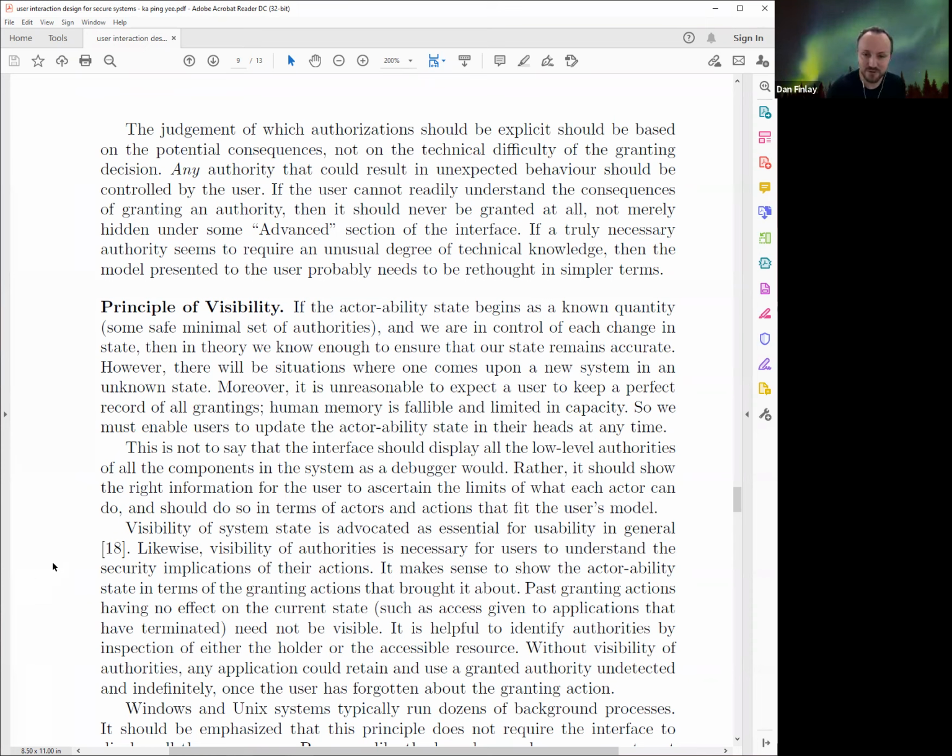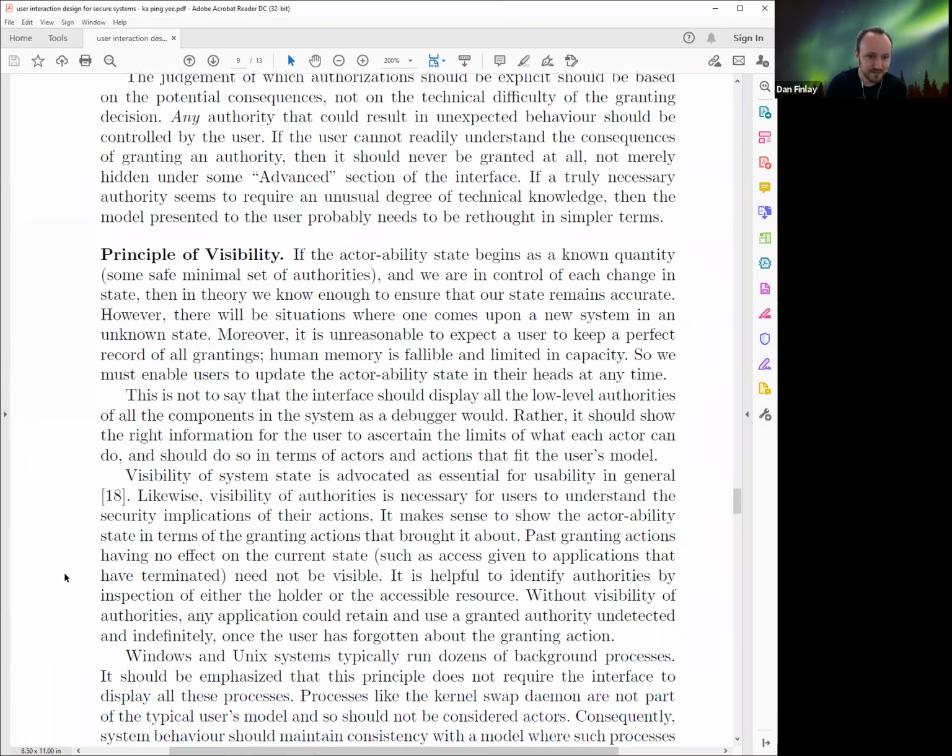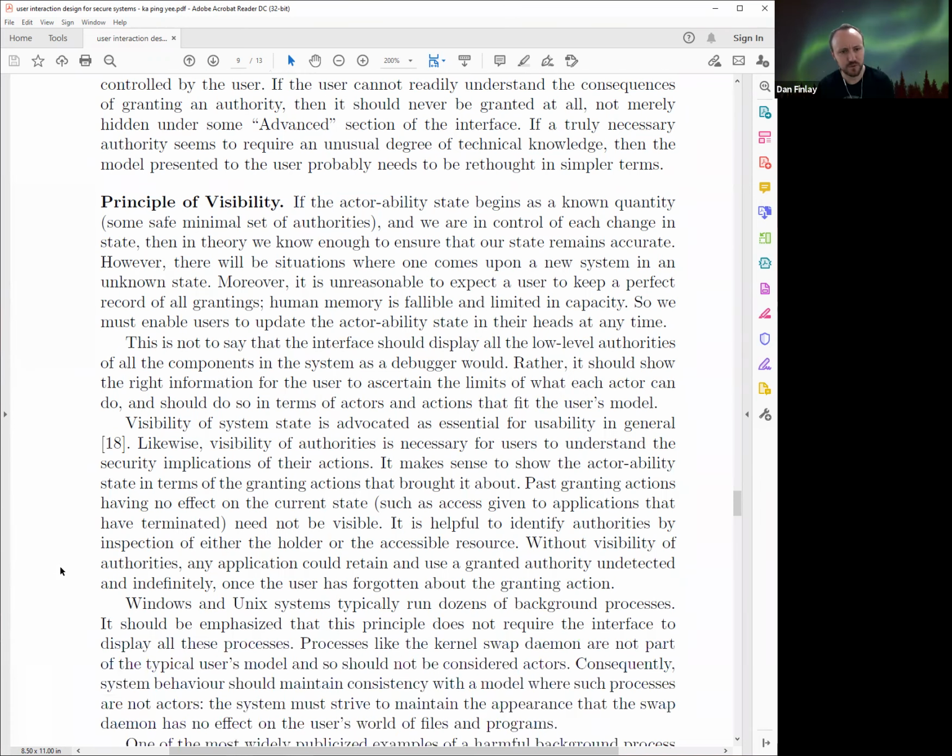Tough love for those who want to delegate crazy authorities. One moment.